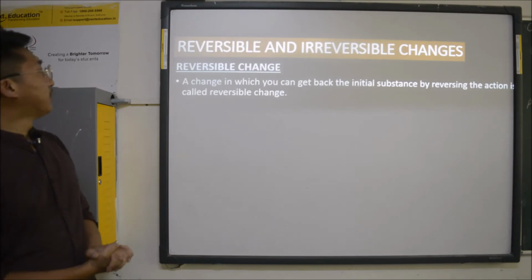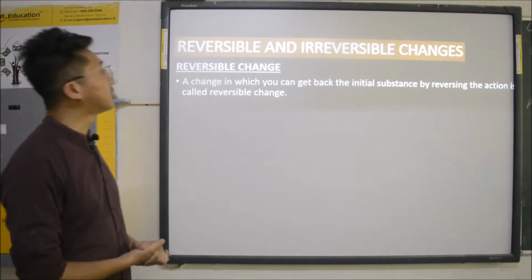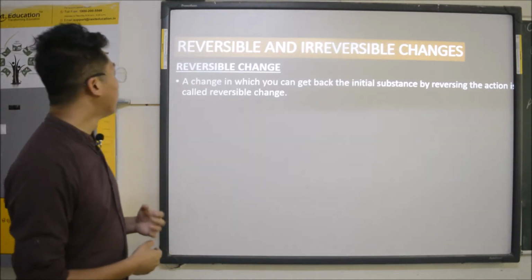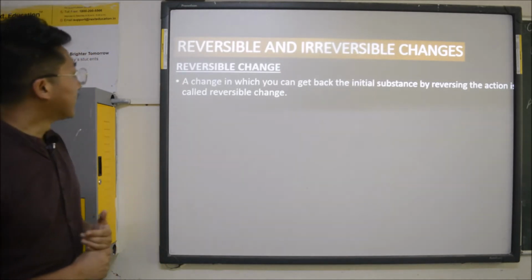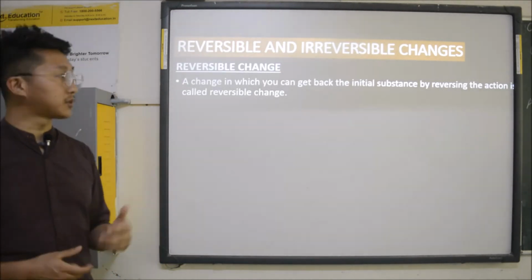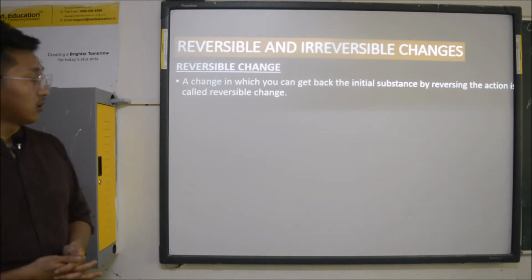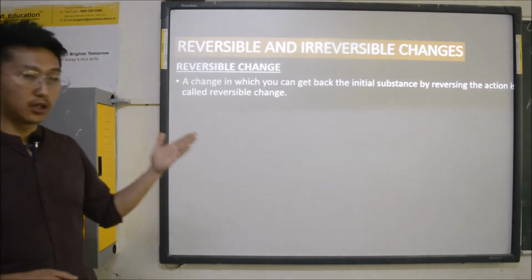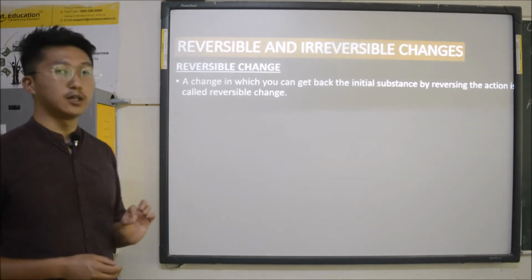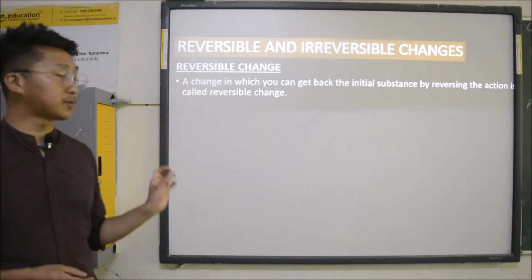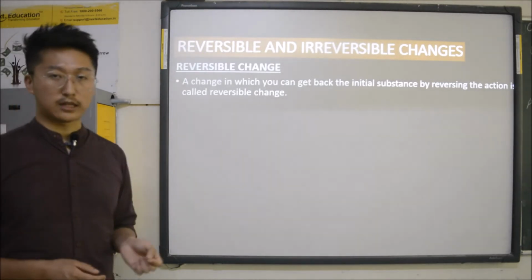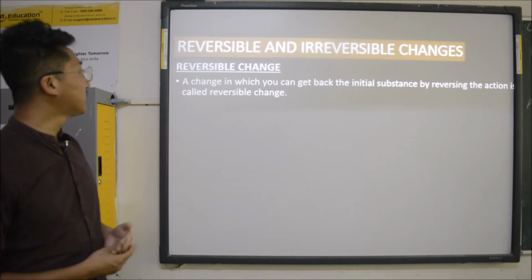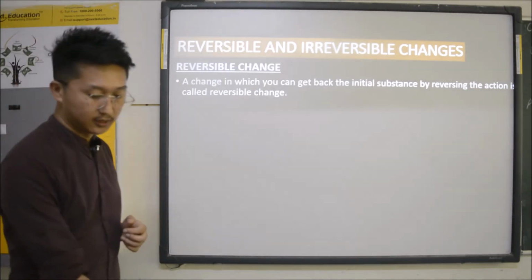Okay, first we'll study reversible and irreversible changes. The first one is reversible change. So what are reversible changes? A change in which you can get back the initial substance by reversing the action is called a reversible change. In a reversible change we can get the initial substance, the substance that was there at first, by reversing the action. So we can get back the same thing that was in the beginning. This type of change we call a reversible change.